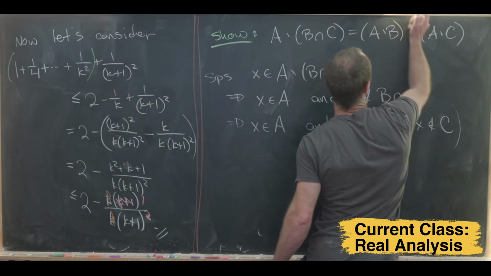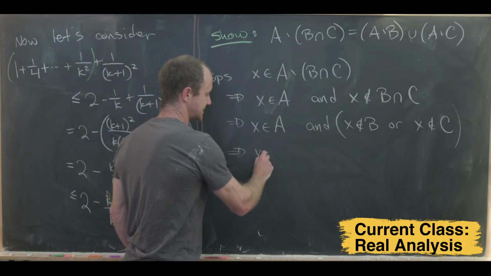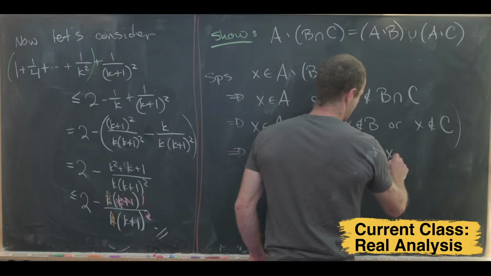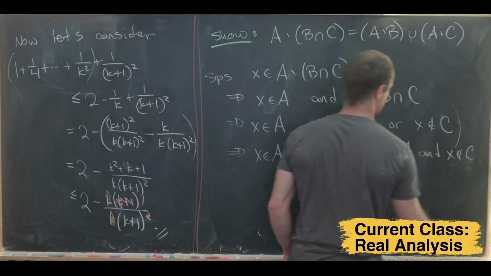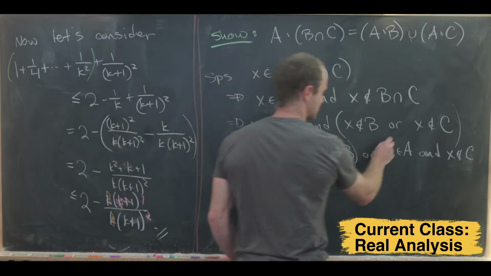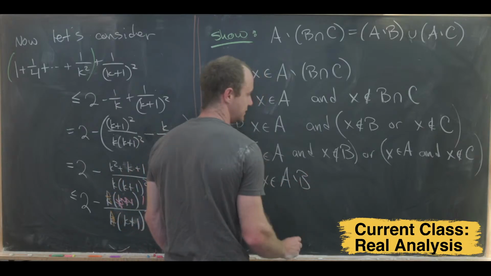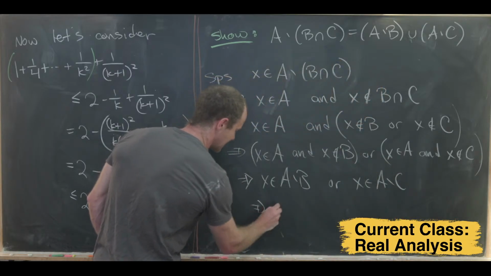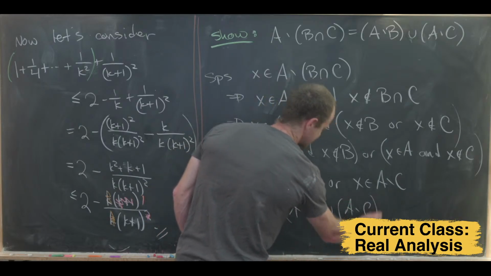Yeah, this should have been flipped over. Okay. But now we can just rewrite this. This is x is in A and x is not in B, or x is in A and x is not in C. Okay? But now we can put these together. And this is the same thing as saying that x is in A minus B, or x is in A minus C, but that means that x is in A minus B union A minus C.